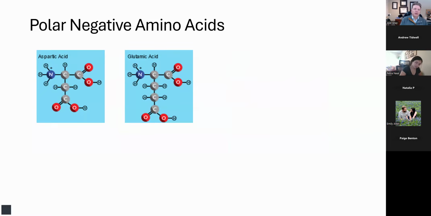From there, I'm going to ask, what's the opposite of positive? That would be my negative amino acids. My polar negative amino acids are aspartic acid and glutamic acid. When we focus on negative or positive, remember, this is all based on what the charge is at a pH of 7.